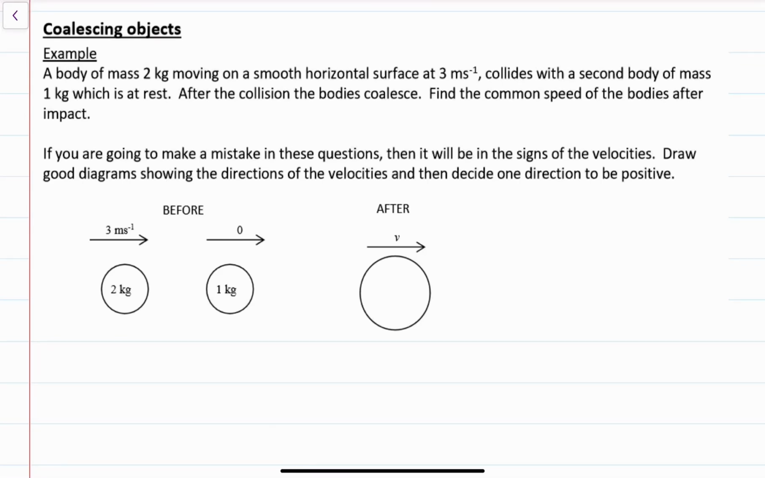In this video we're going to look at coalescing objects. This is when two objects join together. This could have been done earlier on in our principle of conservation of momentum video. It is exactly the same idea as before.